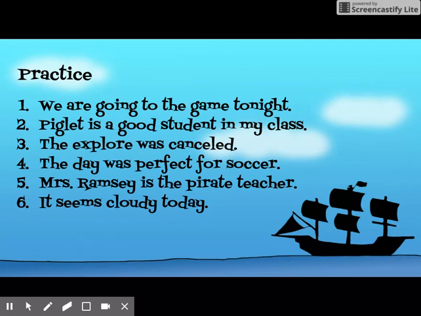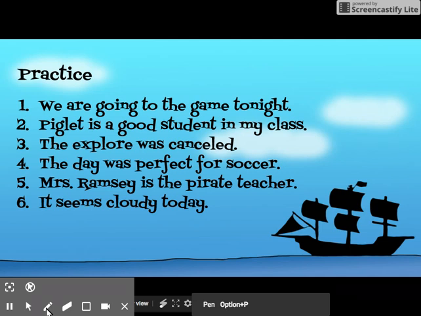So sentence number 1, we are going to the game tonight. Number 2, Piglet is a good student in my class. The Explore was canceled. The day was perfect for soccer. Mrs. Ramsey is the pirate teacher. It seems cloudy today.